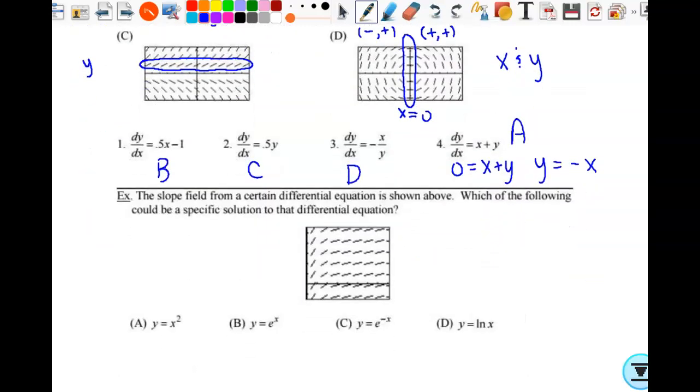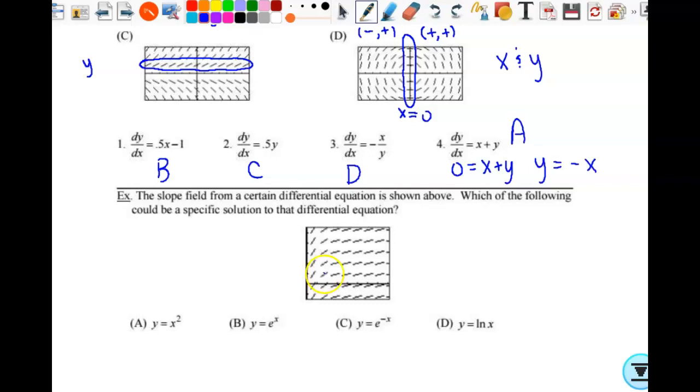Okay. Look at this next example. What's different about this, guys? We don't have dy/dx. So we just practiced taking a slope field and matching it to its corresponding differential equation. Now we're taking a slope field and matching it to the solution of the differential equation. So you have to remind yourself, what does a slope field tell us? What does it provide for us? It provides that graphical representation of a solution curve.